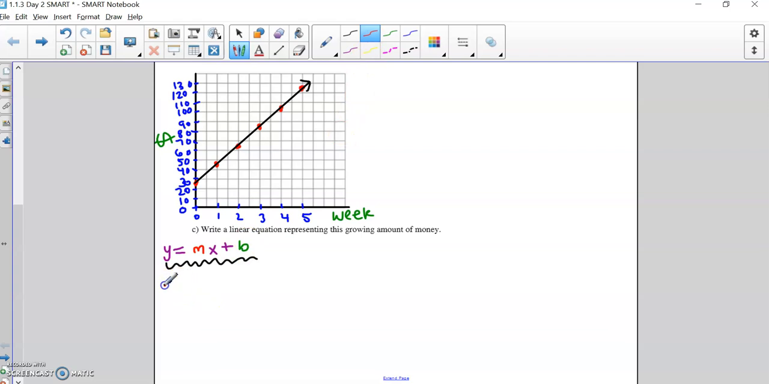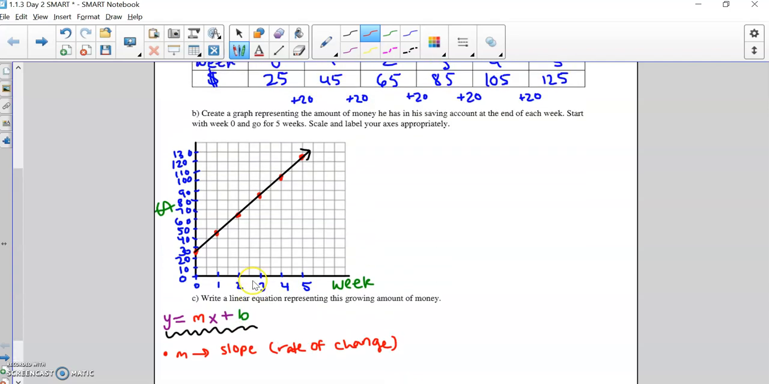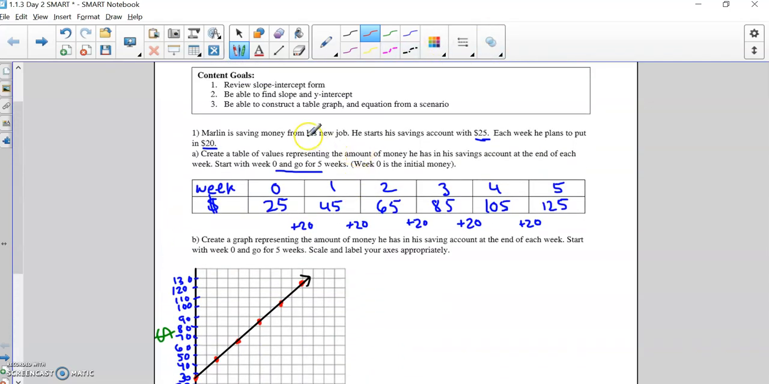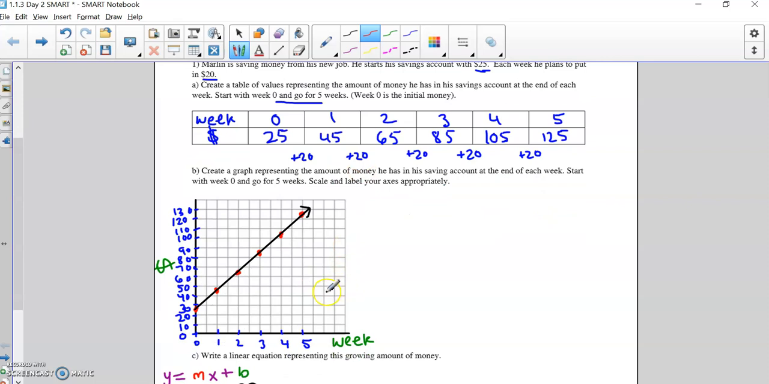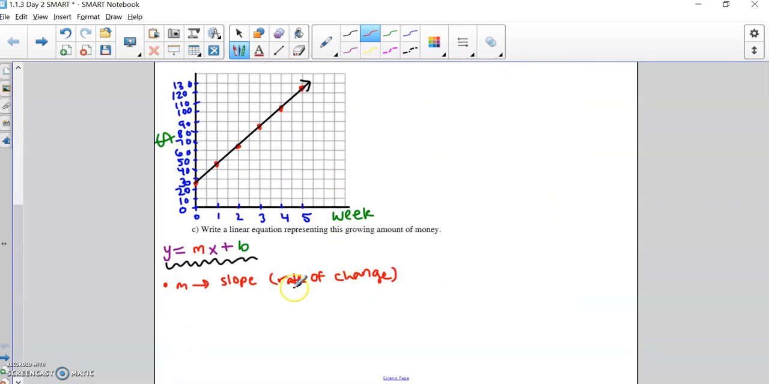So when we're finding m, first of all, we got to realize that m is talking about slope. So that is also known as the rate of change. The rate of change in here is going to be that $20 here, because that's how much he's adding every single week, and that's how much the account will change by every single week.